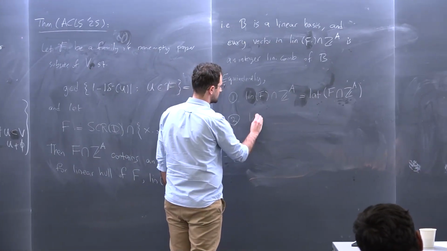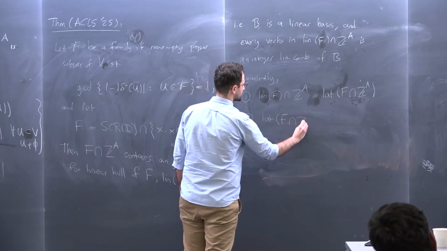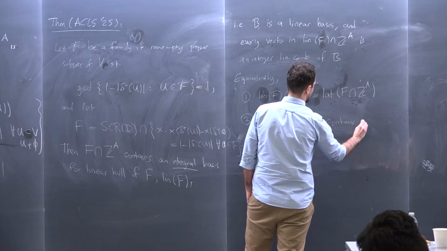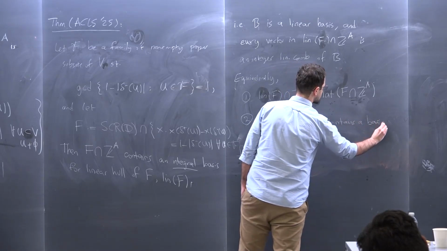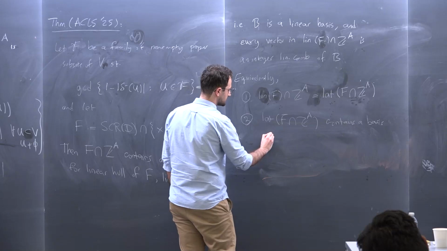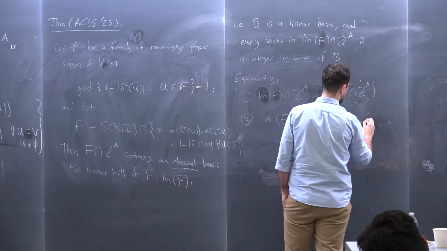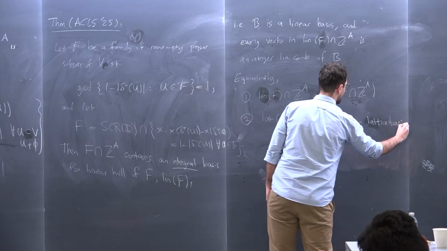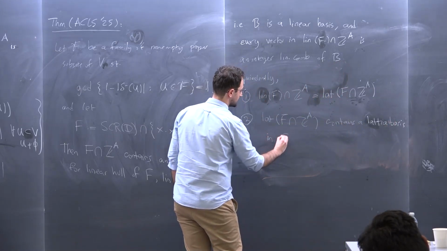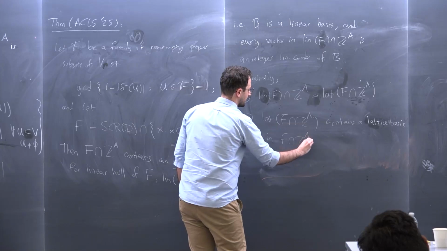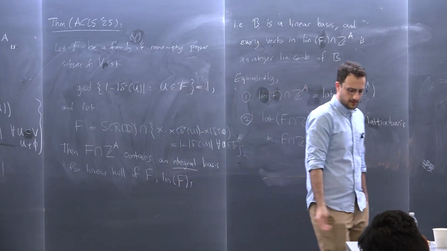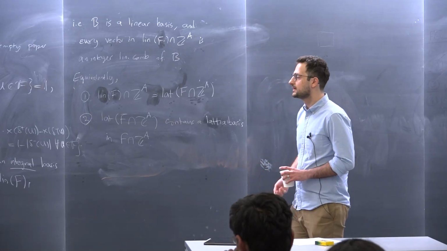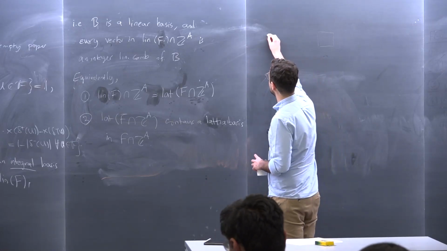So the lattice of F intersect ZA contains a basis, a lattice basis, inside the generators. And this might be an obvious statement if you think about it from a linear algebraic perspective, but for integer lattices, this is actually not true in general.